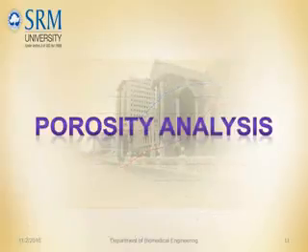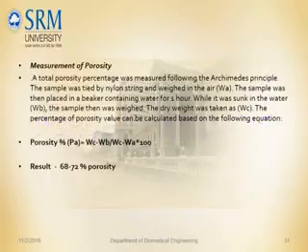Porosity analysis. Measurement of porosity. A total porosity percentage was measured, following the Archimedes principle. The sample was tied by nylon string, and weighed in the air. The sample was then placed in a beaker containing water for 1 hour. While it was sunk in the water, the sample was then weighed. The percentage of porosity value can be calculated based on the following equation.